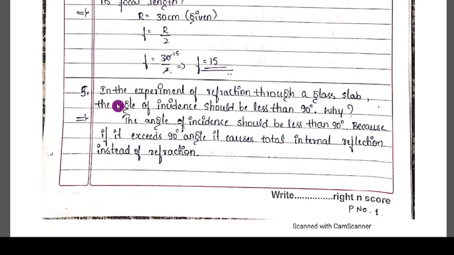Fifth question, in the experiment of refraction through a glass slab, the angle of incidence should be less than 90 degree. Why? Because if it exceeds 90 degree, the angle causes total internal reflection instead of refraction. Are you getting, children? Instead of refraction, it causes reflection. So the angle of incidence always should be less than 90 degree.